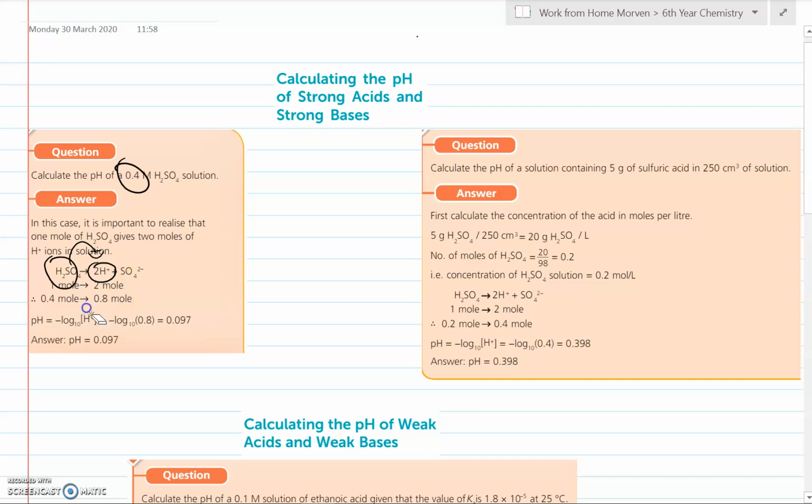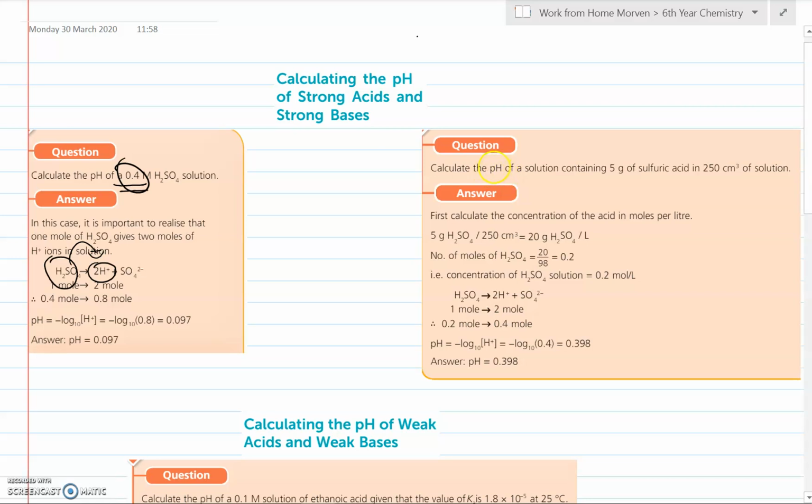Does that make sense? So you're putting in your 0.8 for your minus log to the base 10, and you're getting 0.097. So just watch for that. If it's HCl, it's fine because HCl dissociates to produce one H plus ion, so the concentration of the acid will be the same as the concentration of the H plus ions. If you have a dibasic or tribasic acid, like phosphoric acid, H3PO4, your 0.4 would be multiplied by 3 because it produces 3 H plus ions.